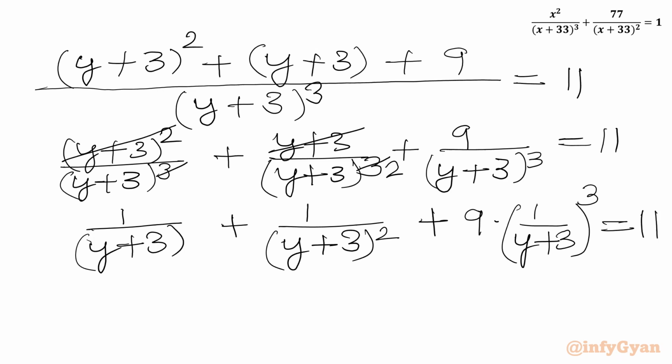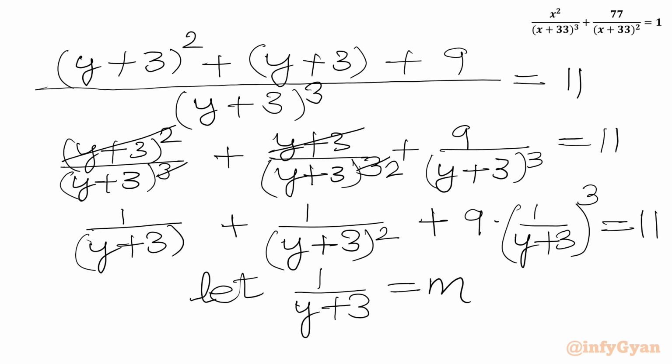Now our substitution would be easy. I will consider 1 over y plus 3; suppose this is m. So our equation will become m plus m square plus 9m cube equal to 11.